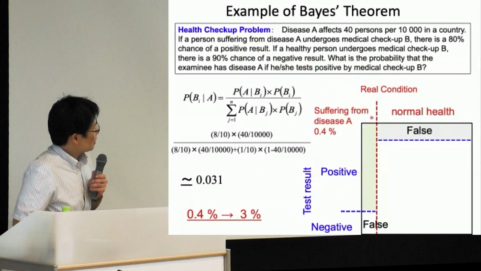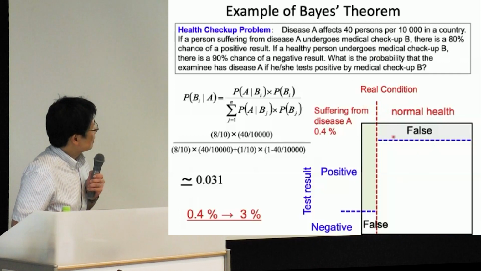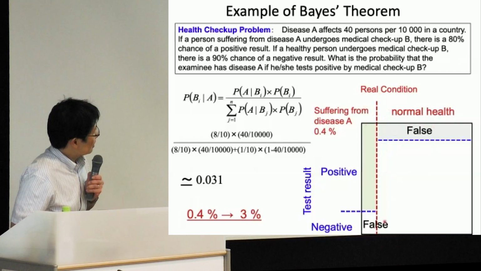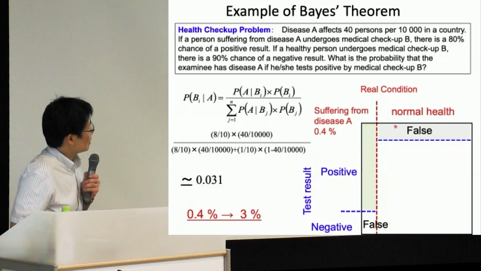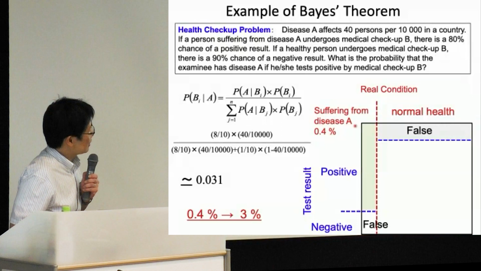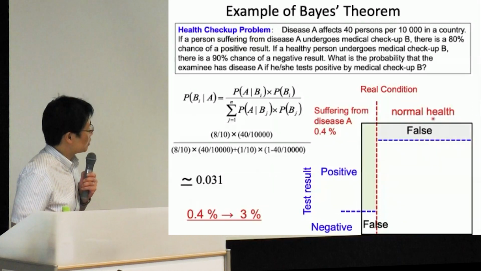So this diagram shows the situation here. This axis represents a real condition. This boundary is a boundary between the normal healthy people and the people suffering from disease A. Since 0.4% of people suffer from disease A, this region is for people suffering from disease A, and this region is for normal healthy people.